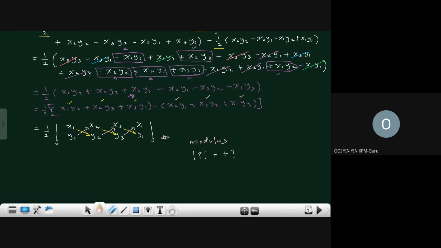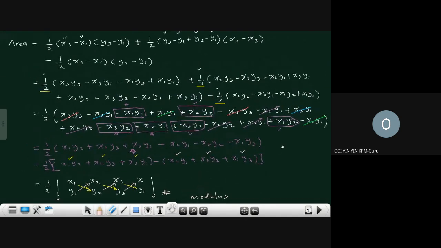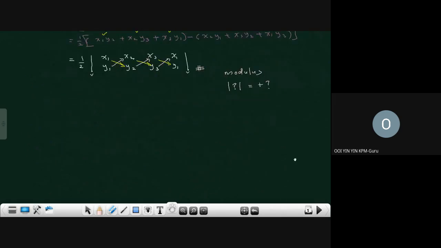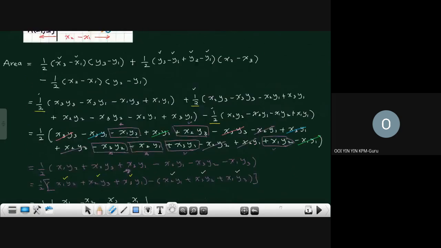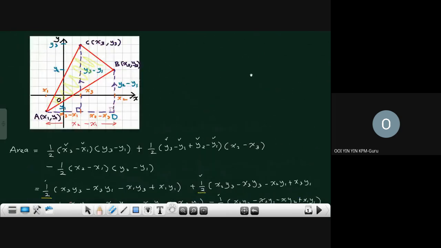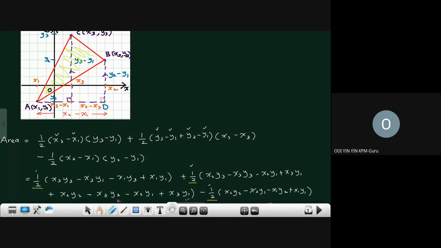Because this formula is to find the area, and there's no such thing as a negative area, all areas are positive. That's why it has the modulus. Whatever number comes up, it must be positive. So this is the way to prove your formula to find the area of your polygons.